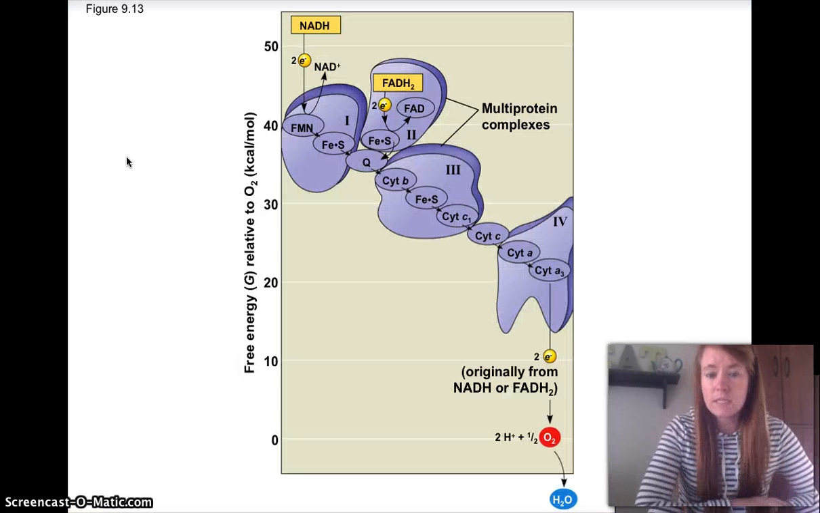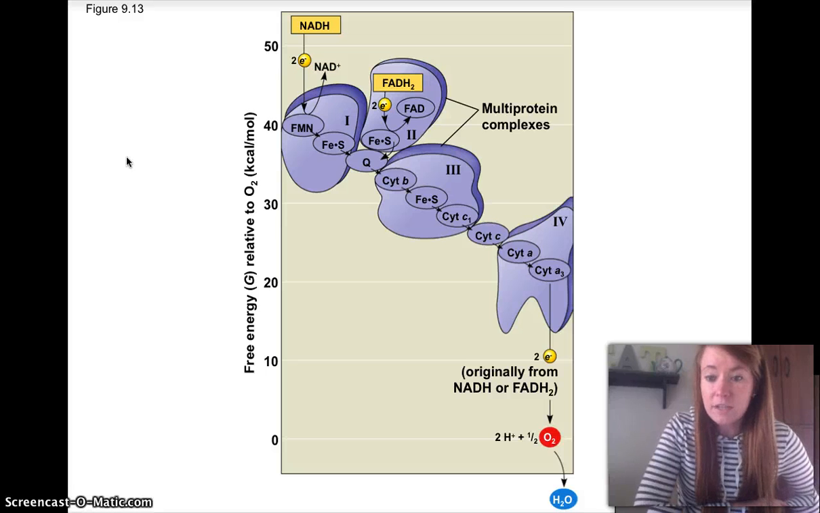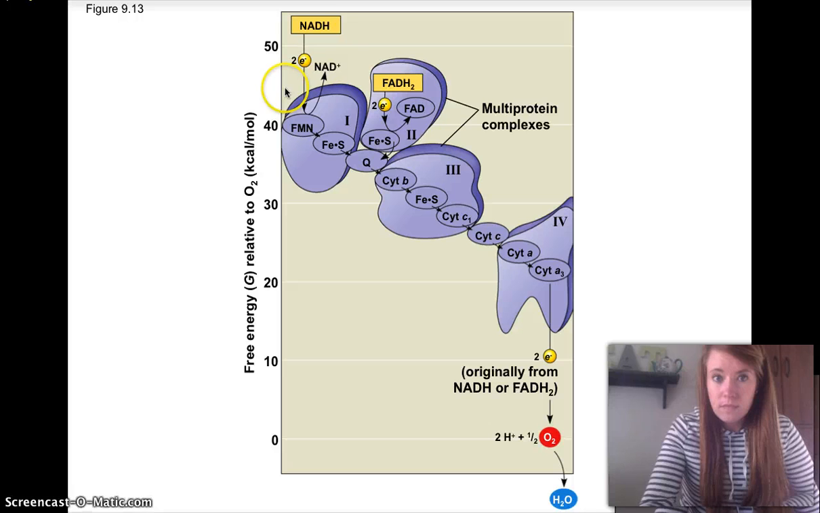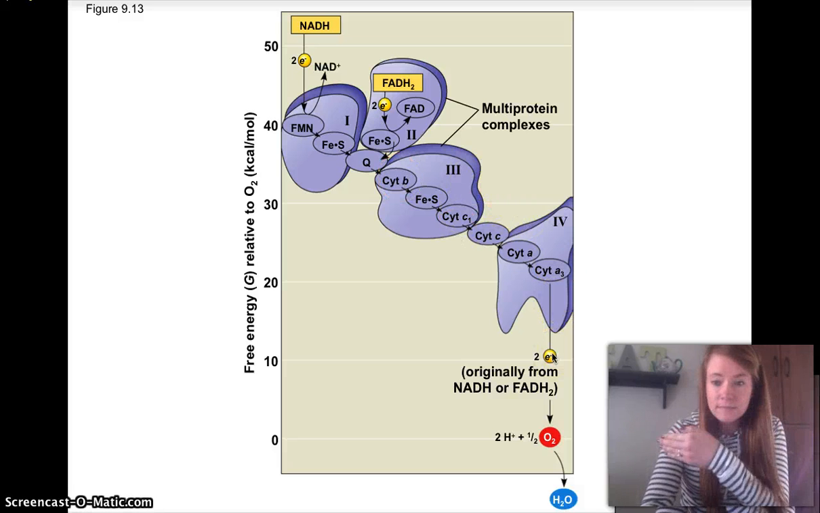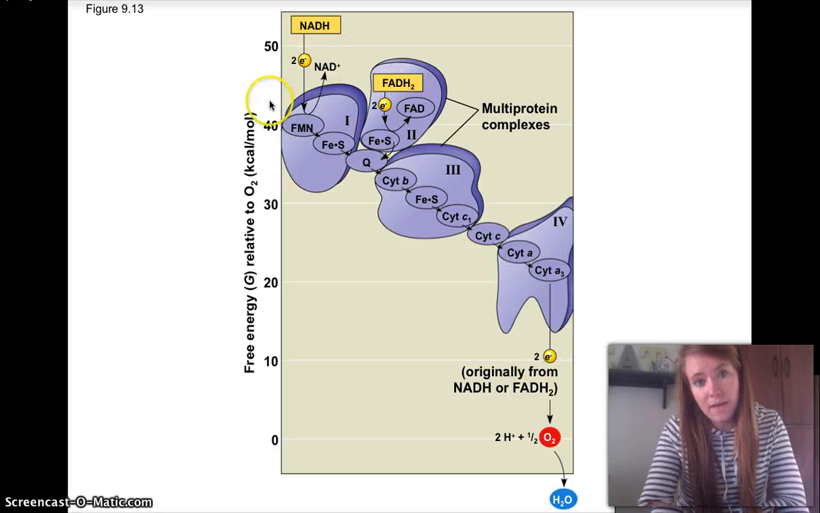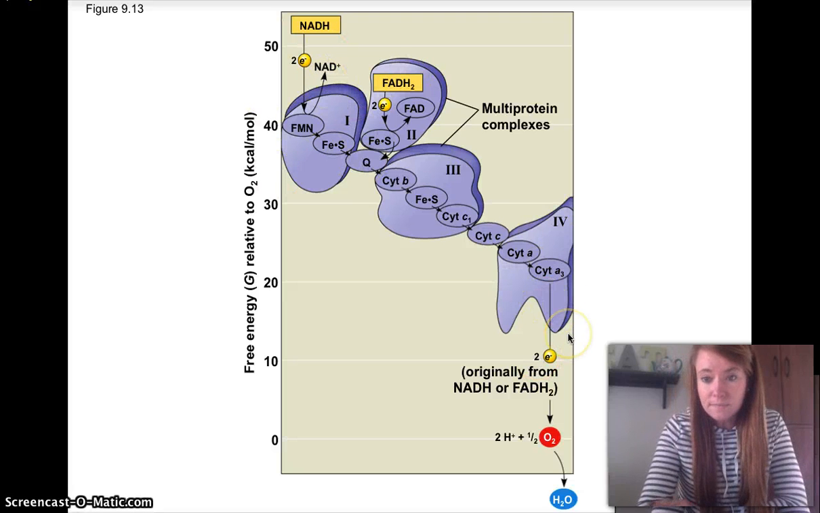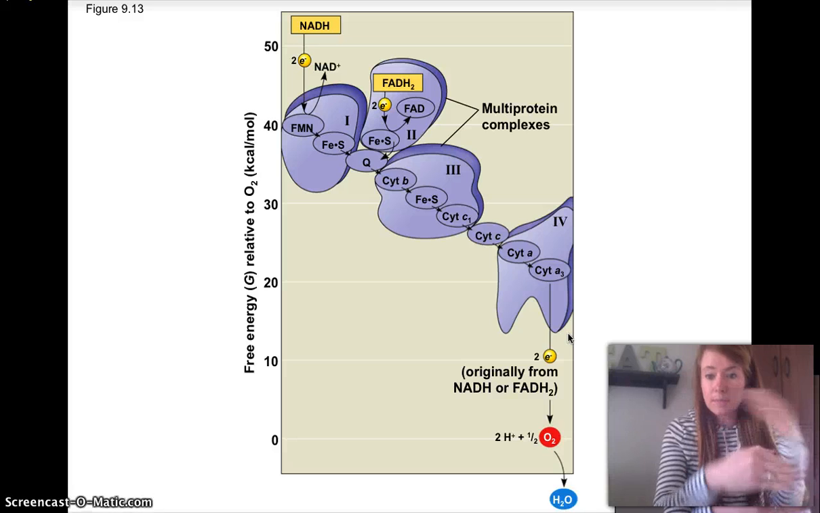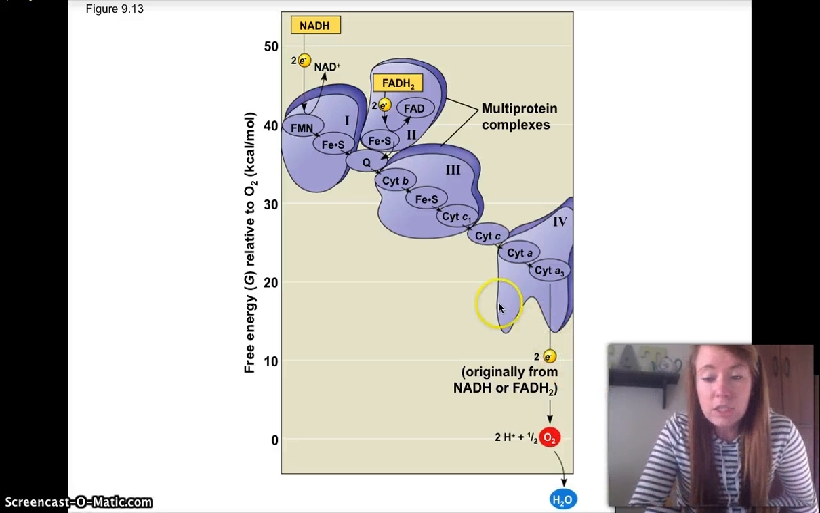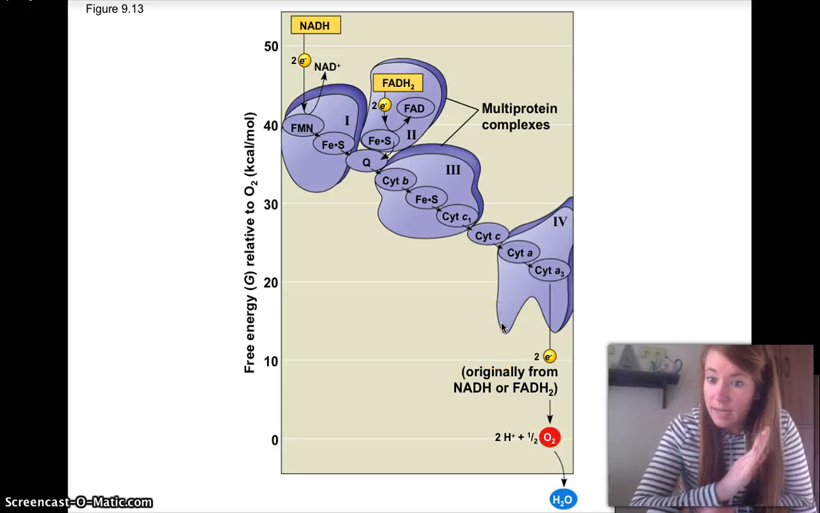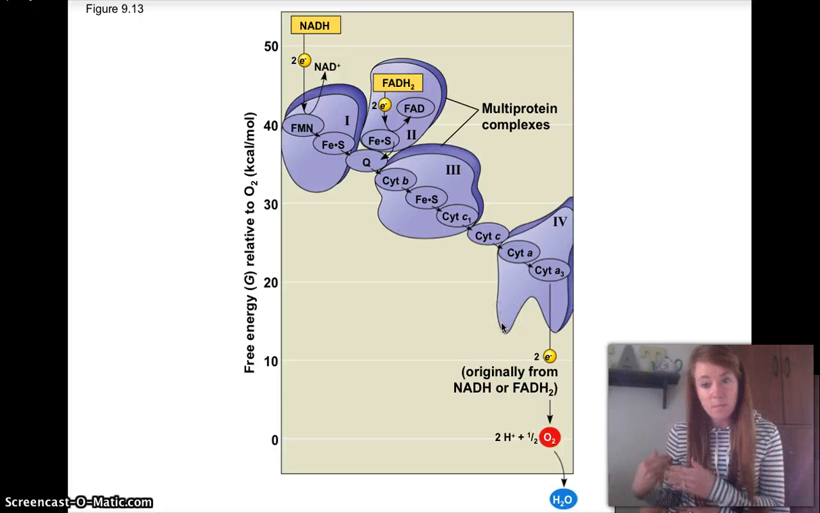And this picture shows how the free energy of the electrons changes as they're passed on. So NADH drops off the electrons right here, and then they're passed all the way down through all of these different molecules. And each time that they're passed, they lose some energy. So up here they have much more free energy than at the end. And that makes sense because they're losing potential energy every time they go down. And each protein is a little bit more electronegative than the previous one. And that's why they move in that direction.